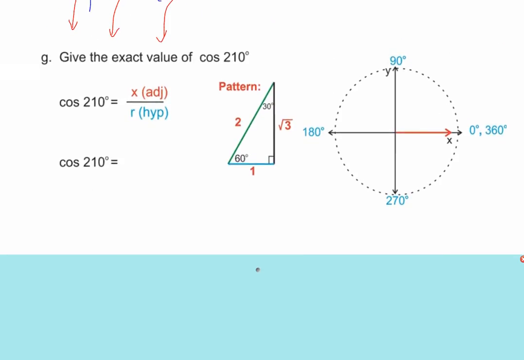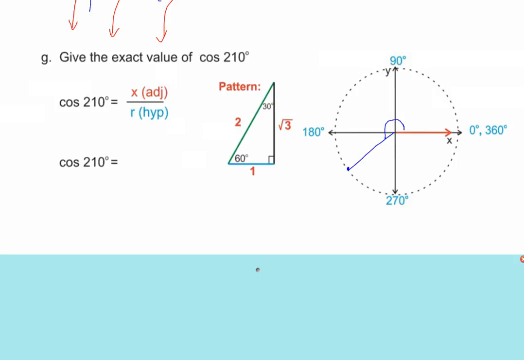Give the exact value of cosine 210. All right, so now this is going to get back into the aspect of the pattern thing, remembering how our pattern sets things up and what goes on with the different angles. All right, so I want the exact value of the cosine of 210. So let me draw the terminal angle. So 210 is about right there.